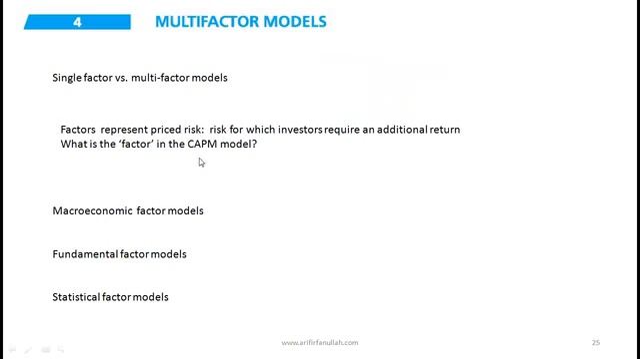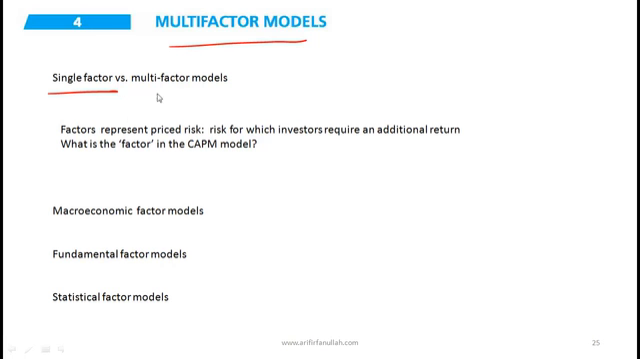The second part of this reading is multi-factor models. And here again, you've seen this before. Where have you seen this? In equity, you've seen most of this. What's your classic single-factor model? CAPM is your classic single-factor model. What's the factor in CAPM? It is the market risk premium.